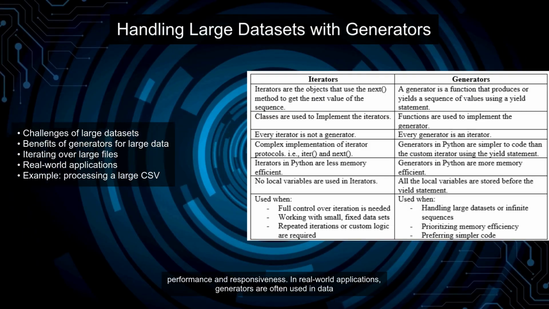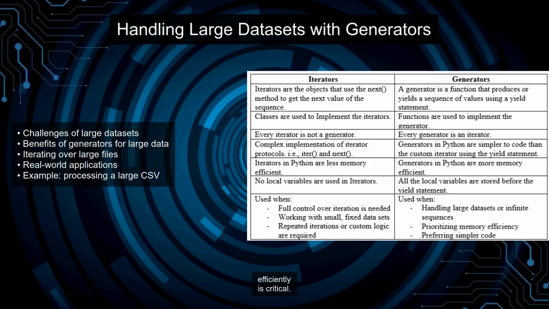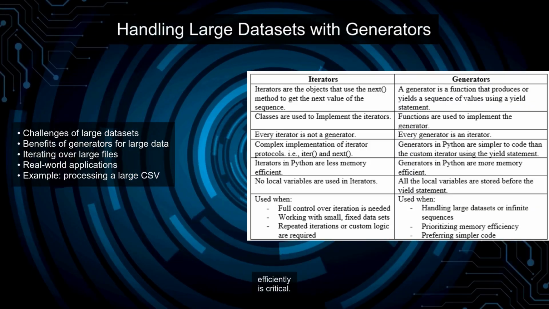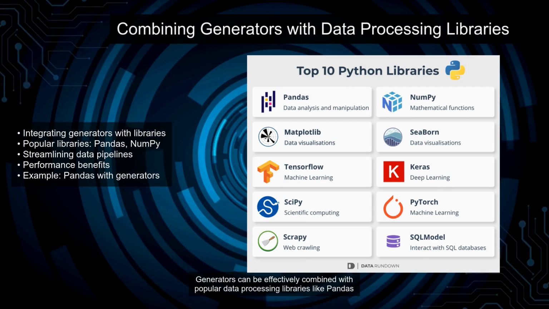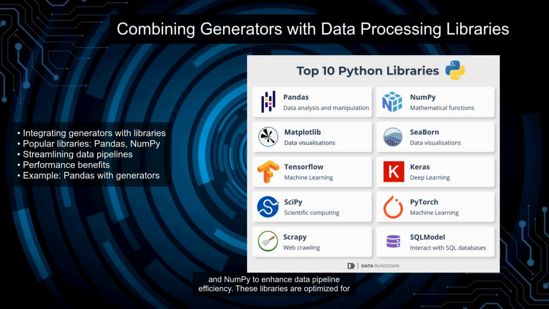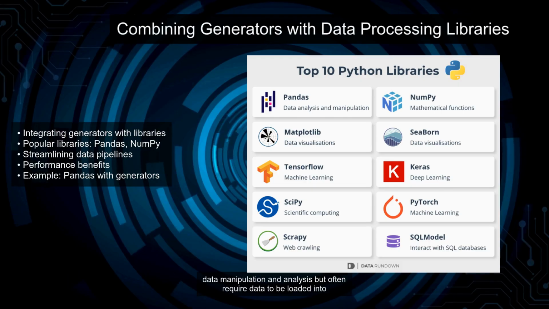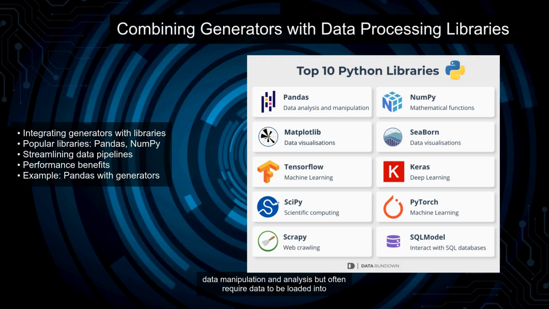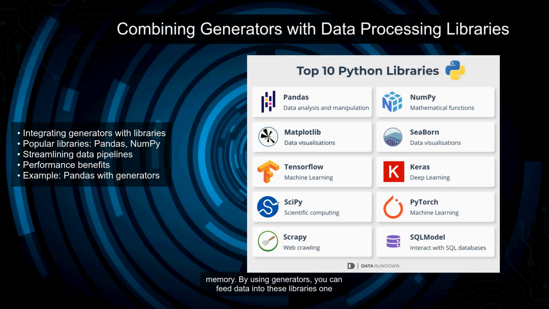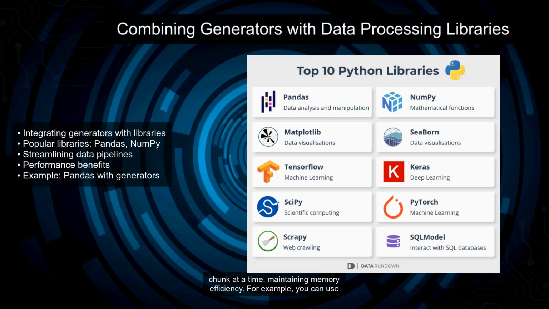In real-world applications, generators are often used in data pipelines, streaming analytics, and other scenarios where handling large volumes of data efficiently is critical. Generators can be effectively combined with popular data processing libraries like Pandas and NumPy to enhance data pipeline efficiency. These libraries are optimized for data manipulation and analysis but often require data to be loaded into memory. By using generators, you can feed data into these libraries one chunk at a time, maintaining memory efficiency.